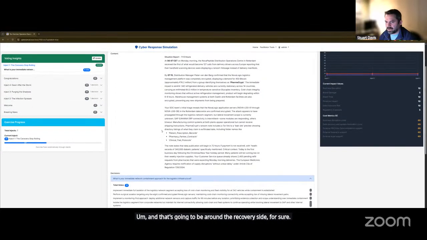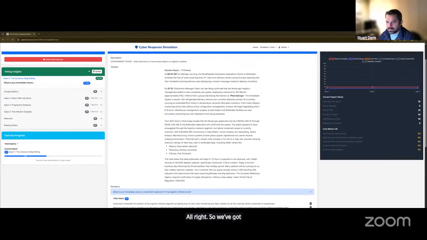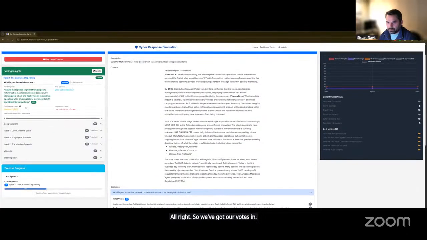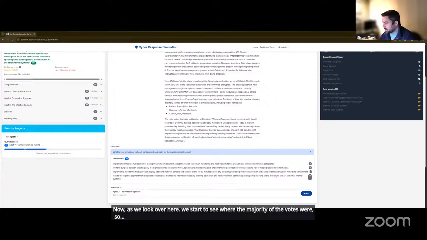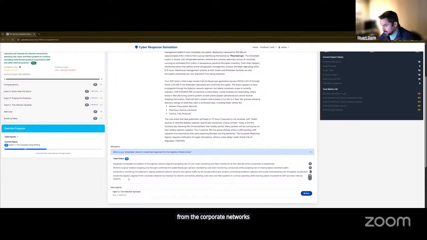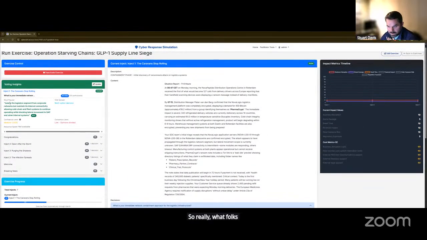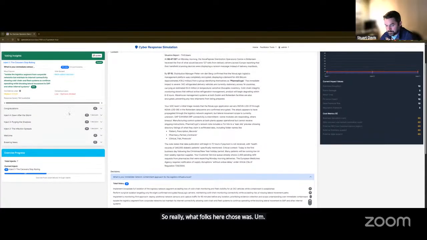All right. So we've got our votes in. Now, as we look over here, we start to see where the majority of the votes were. So really the consensus here was to isolate the logistics segment from the corporate networks, but maintain its internet connectivity, allowing cold chain and fleet systems to continue operating while blocking lateral movement to SAP and other internal systems. So really what folks here chose was option D.